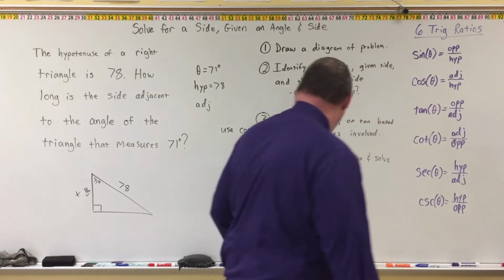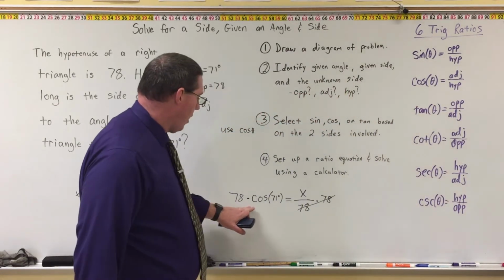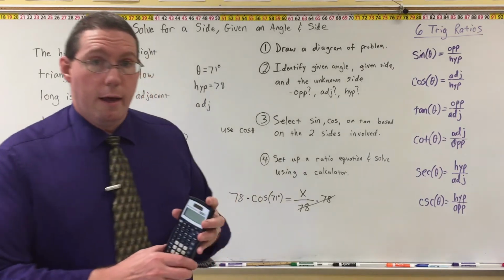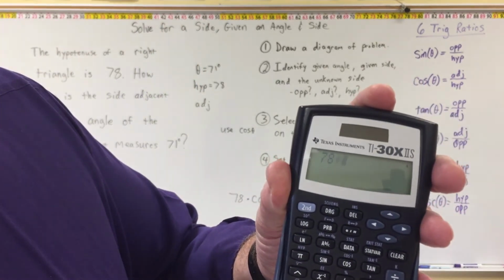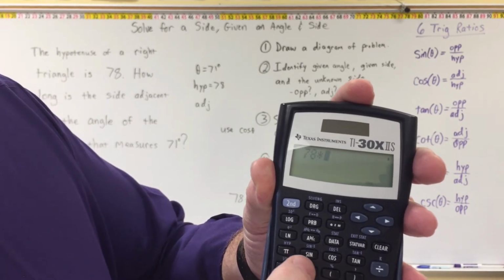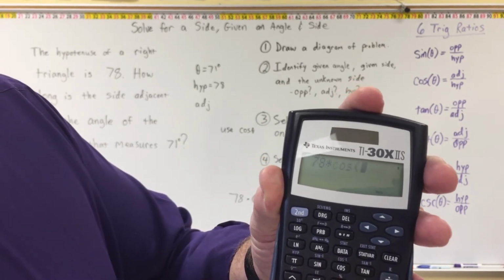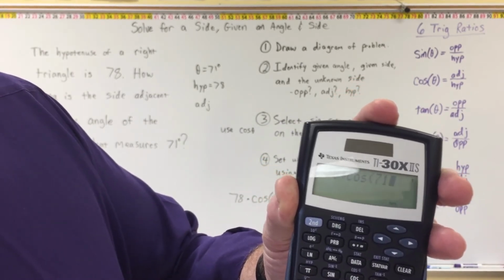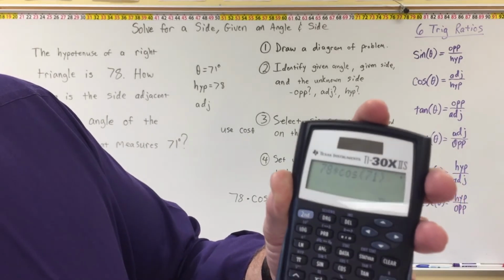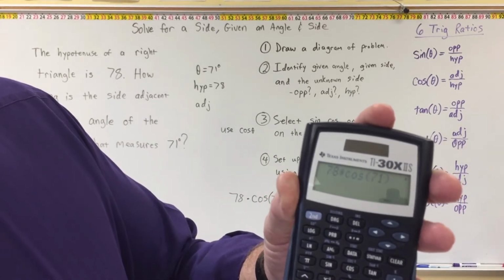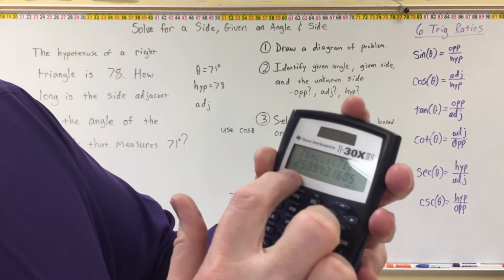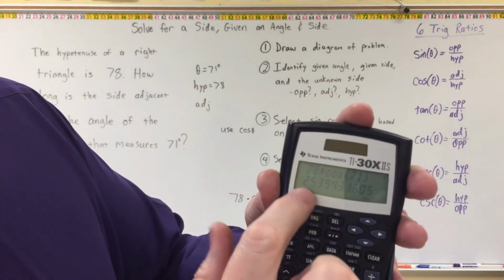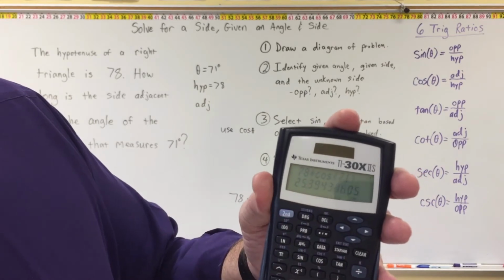And now I just got to key in 78 times cosine of 71. So I'm going to key in 78 times. Now here's our buttons right here: sine, cosine, tangent. I'm going to hit cosine 71. I do not have to enter the degree symbol. I can just put cosine of 71. Press enter. And it says 25 point, I'm going to go to 2 decimal places, 25.39.